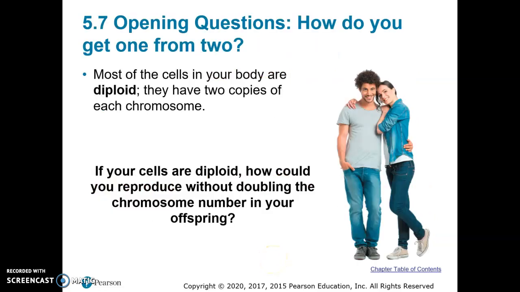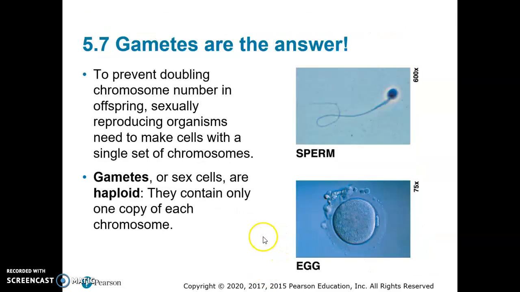And the reason you have to reduce your genetic information is because if we didn't, the amount of genetics in each of our offspring would just keep doubling and doubling and doubling. So, most of your body cells are diploid. They have 2 copies of each chromosome, one from your mom, one from your dad. So now we're going to work on how we reduce that number.